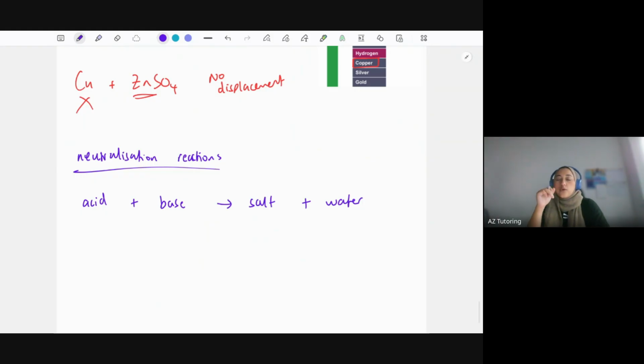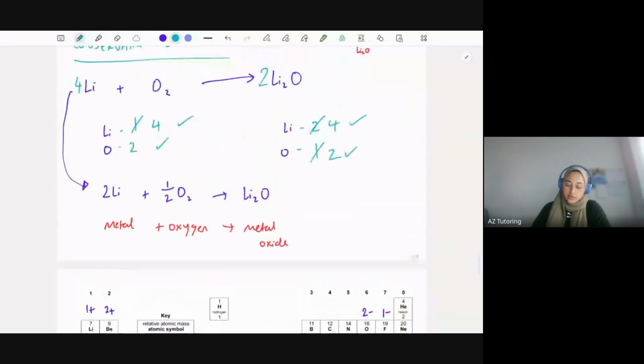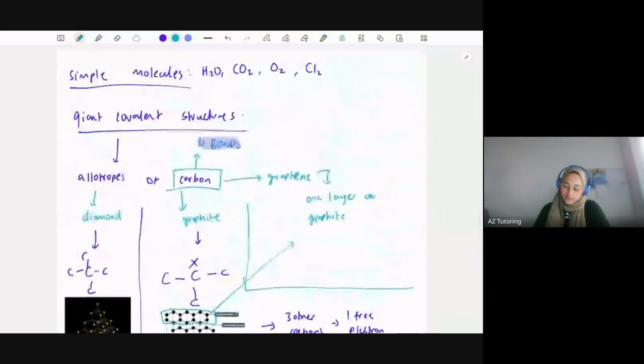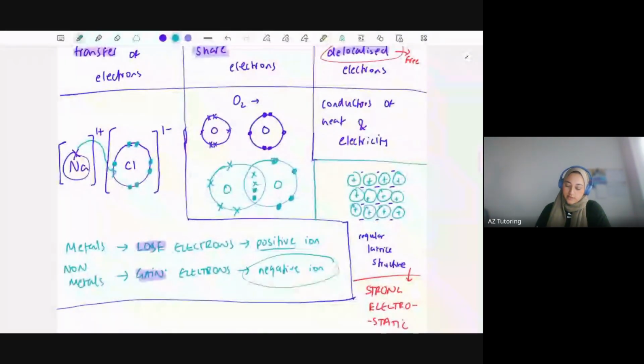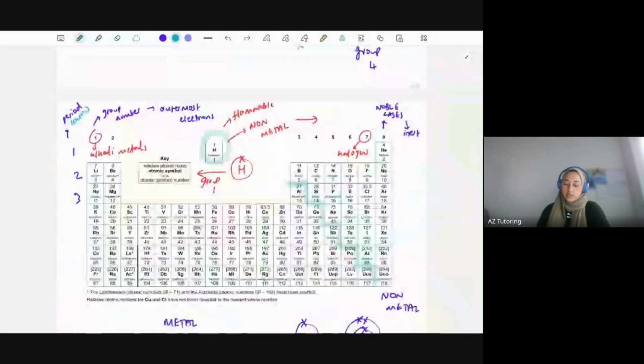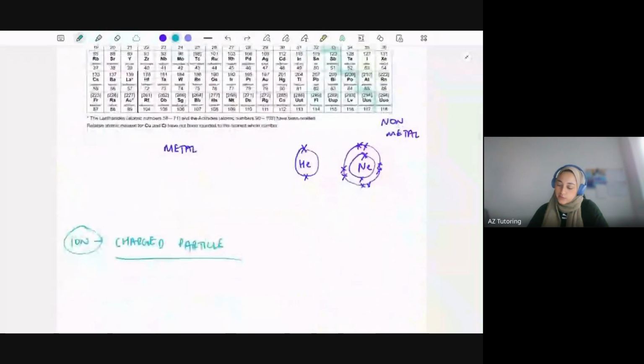Now, how do we know what's an acid and how do we know what's a base? Well, an acid is something that will have a H plus ion inside it. Now, hydrogen is the only exception whereby it's a positive ion. So remember how we said above that non-metals are negative ions? Hydrogen is the only exception to that. And you can remember that because on the periodic table, hydrogen is just free floating in the middle doing its own thing. So that's the exception.